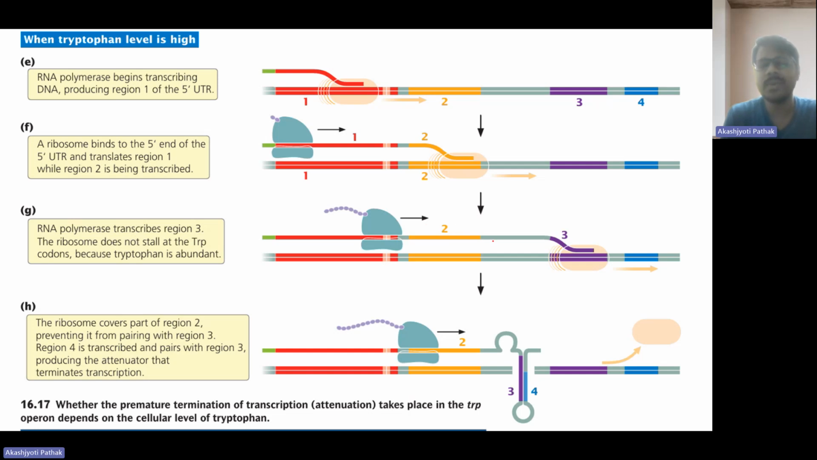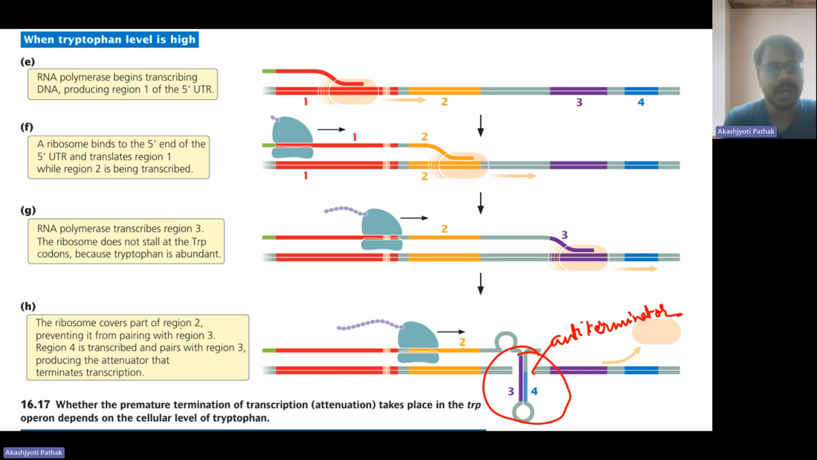It will move ahead to region 2 now, but at the same time, the RNA polymerase is also transcribing region 3 and region 4. Now, since region 3 and region 4 are complementary to each other, when this hairpin structure is formed between region 3 and 4, it acts as an anti-terminator. This is my anti-terminator structure. So why is it called anti-terminator? Because it prevents it terminates transcription.